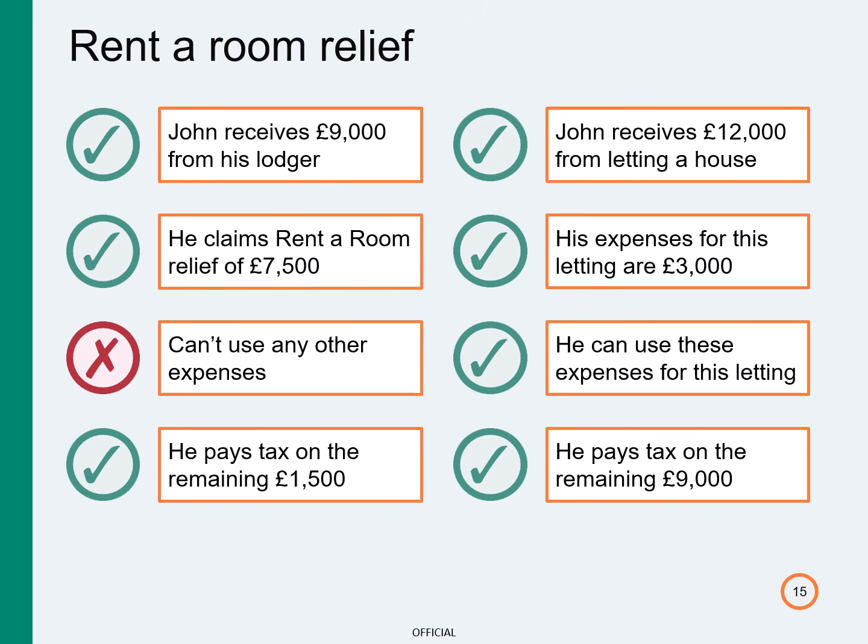His allowable expenses from letting the house are £3,000 in the year, which he can use as an expense, so he'll pay tax on £9,000. If John had £8,000 allowable expenses from letting the room, he'd be better using these instead of claiming rent a room relief, as he'd only pay tax on £1,000. Let's go back to filling in the return.